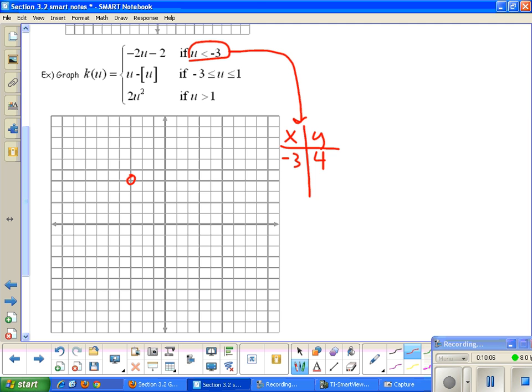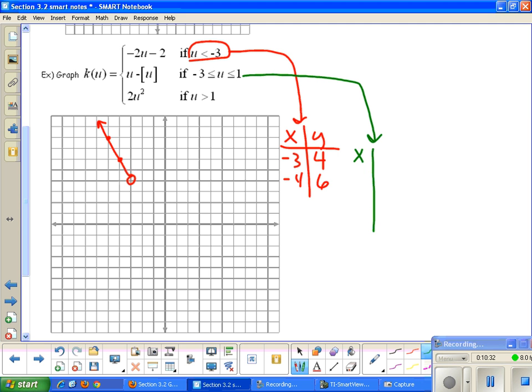And then if I do another point, let's do negative 4. Negative 4 times negative 2 is positive 8, minus 2 is 6. So I have negative 4, 6. And I could keep on going if I wanted to. So the next point would be here, etc. So then I use my ruler, connect my line. And then let's go ahead and do the next restriction.